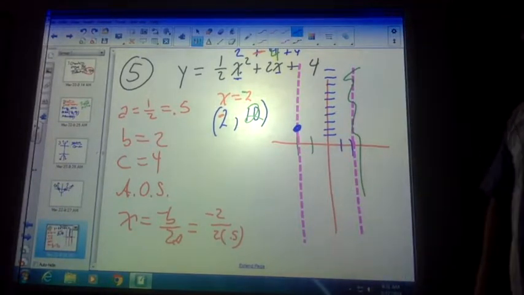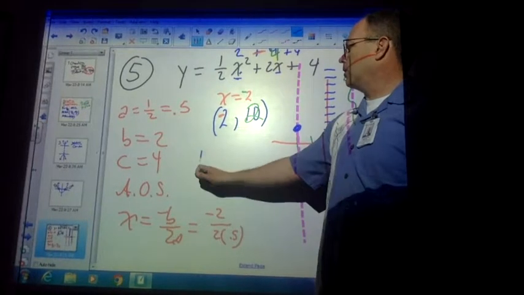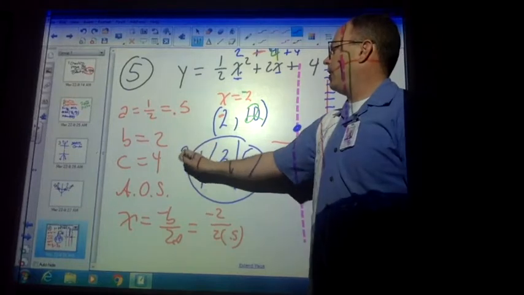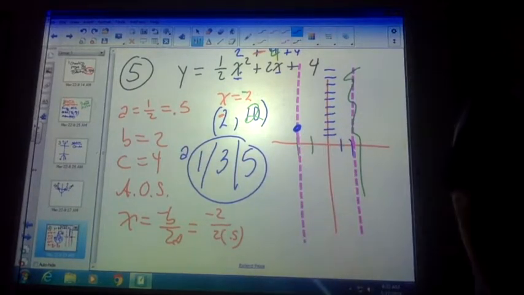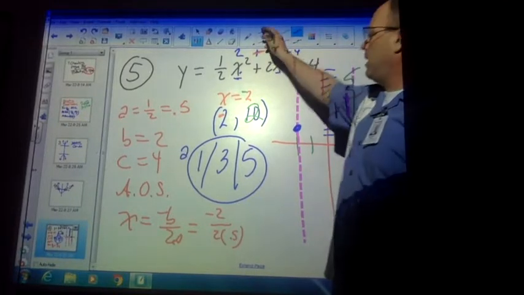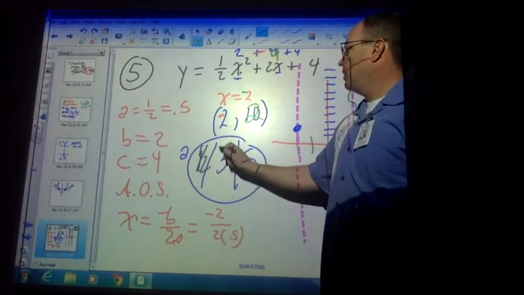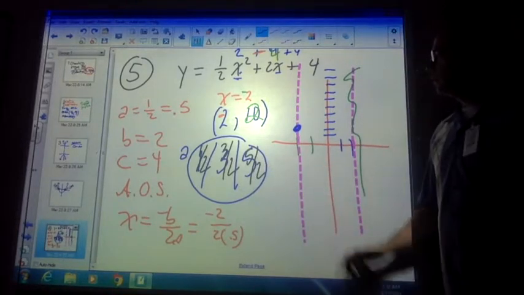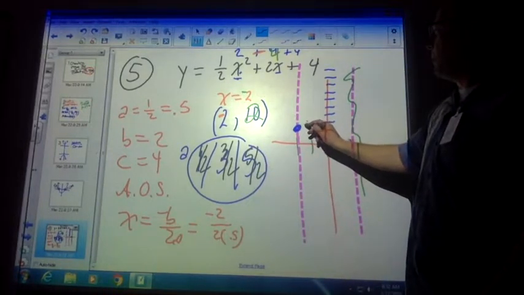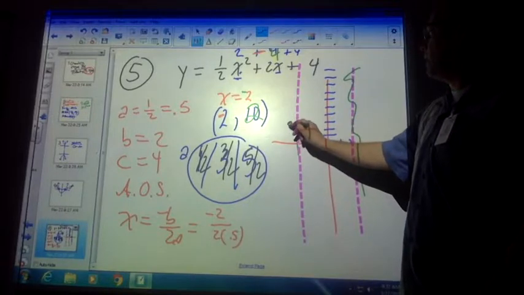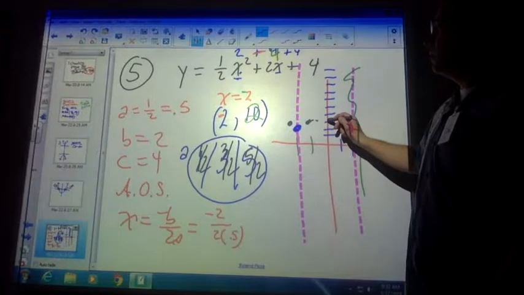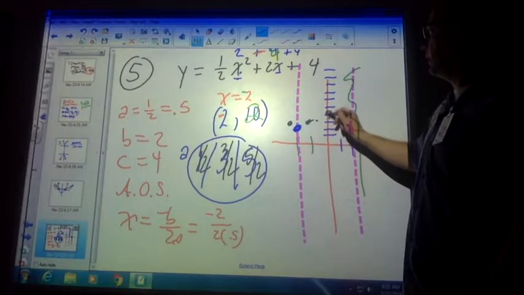Is that all right? All right, so if I pattern graph, the 1, 3, 5 has to do with the a value. What's my a value? 1/2. So my pattern graphing is going to be 1/2, 3 halves, 5 halves. So I'm going to go right 1 up half, left 1 up half, right 1 up 3 halves, which is 1/2, so I'm going to get to right there.